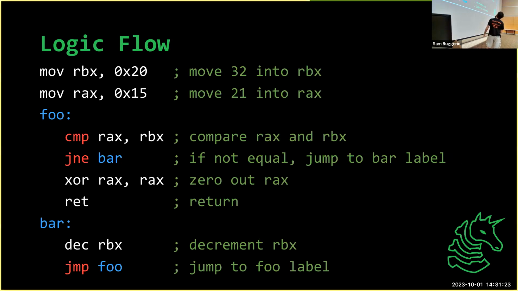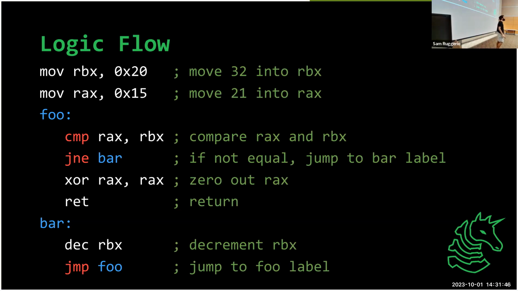So for an example here, we move two values into RAX and RBX as immediates. And then I have this label here called foo. I can compare these two values, and if they're not equal, I can jump to bar, and bar will decrement RBX and jump back to foo. If this jump not equal fails, we just move on to the next instruction.